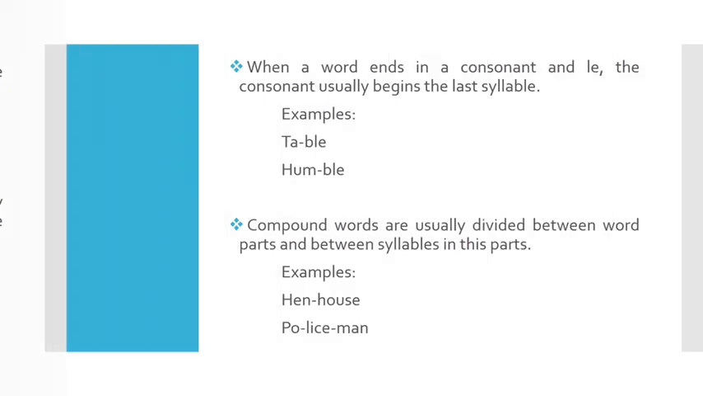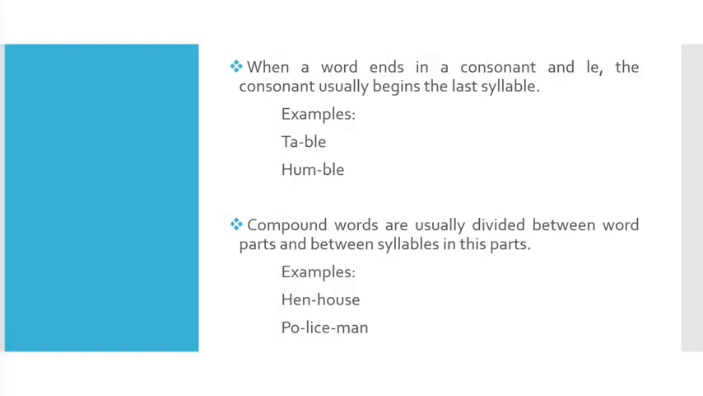Then the third principle: when a word ends in a consonant and LE, the consonant usually begins the last syllable. For example, we have table and humble. Because the principle says that if there's a consonant before the letters L and E, then that is where you divide it. So it goes like ta-ble and hum-ble. So there are also two syllables. Then the fourth principle: compound words are usually divided between word parts and between syllables in these parts. So we have hen-house, police-man. So I guess you all know how to divide syllables.